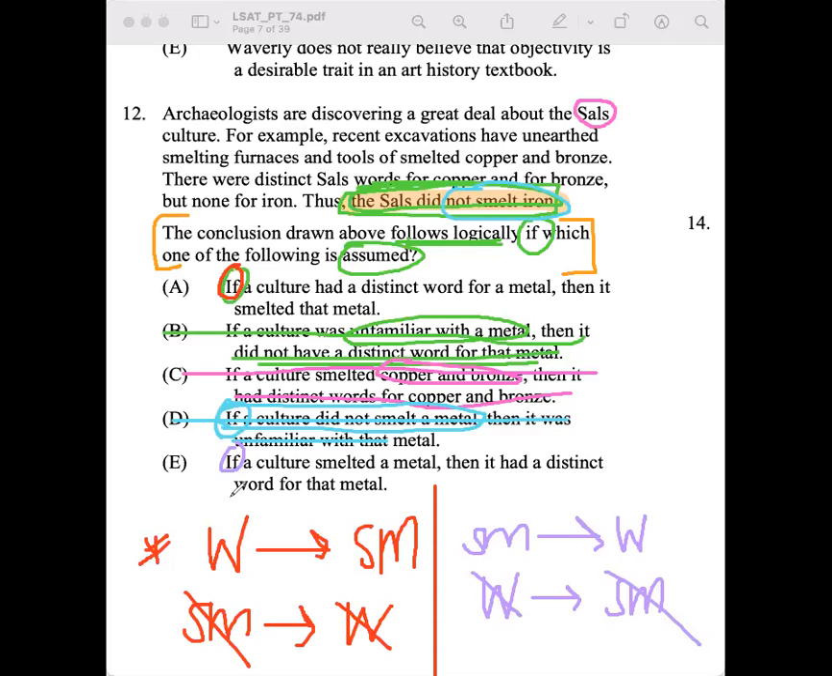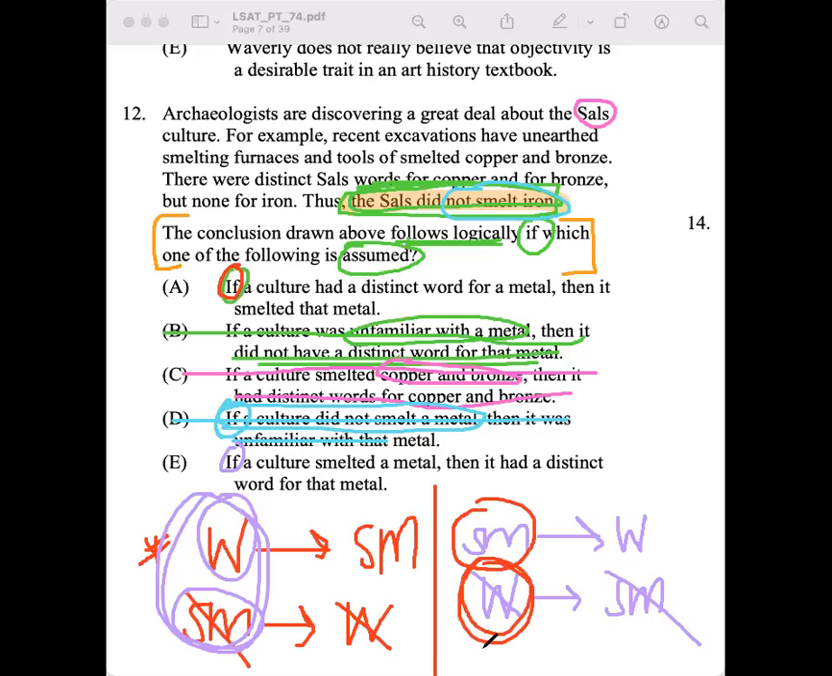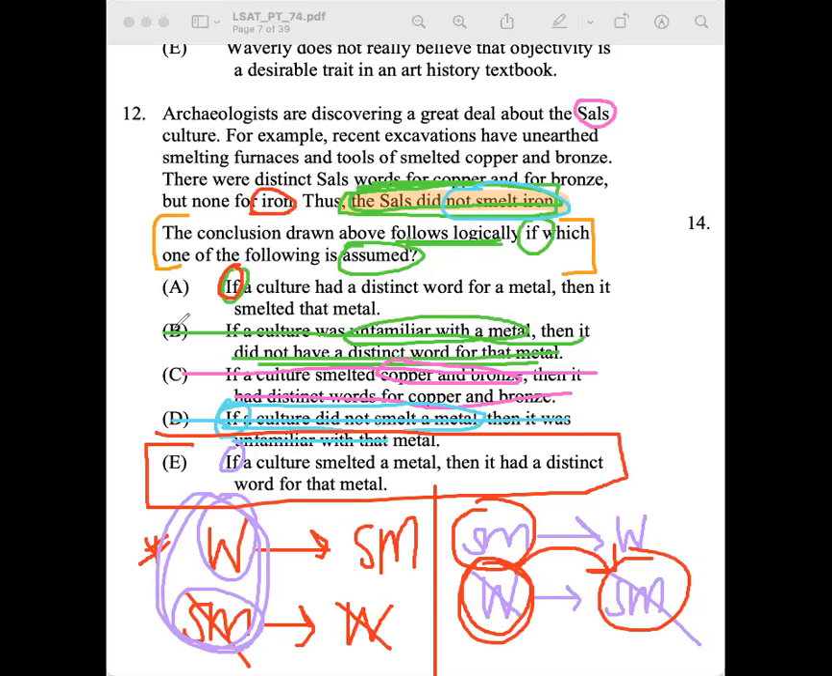So in our stimulus, do we know for certain that iron has a word for it, or that we don't smelt that metal? No. So neither of these sufficient conditions are triggered. But if we look at E, do we know in our stimulus for sure that either we have a smelted metal or we don't have a word for something? Yes, we know that there were no words for iron. So what happens when there's not a word for something? No smelting of metal? Yes. So does that make sense why E is the correct answer? Yes. Awesome. So you just picked the contrapositive. You picked the most tempting wrong answer for sure.